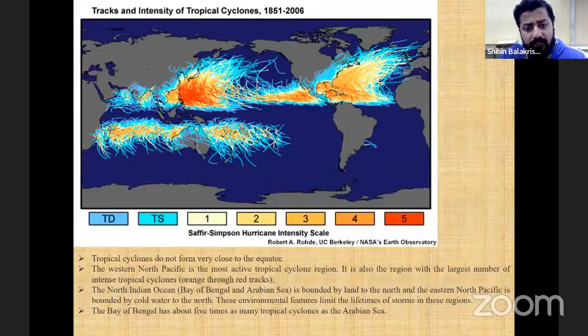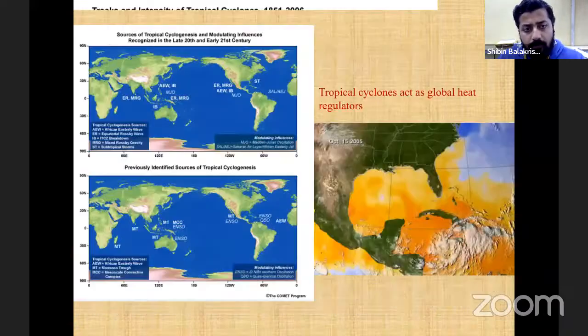So this is again a recap of what we discussed in the last class. Why do the tropical cyclones form over these regions? They don't form very close to the equator, like we saw, with Coriolis force coming into play. The maximum intense activity is mostly confined over the western North Pacific, and the activity or the difference in the tropical cyclones over the North Indian Ocean, like the Arabian Sea and Bay of Bengal, and why are more tropical cyclones confined to the Bay of Bengal, right?